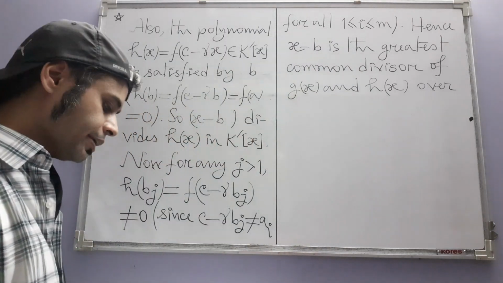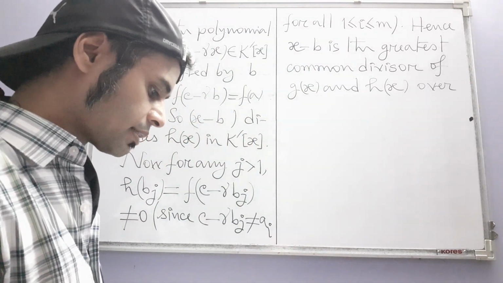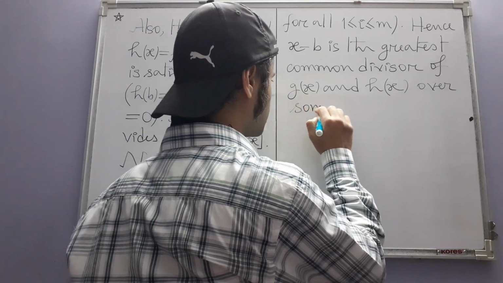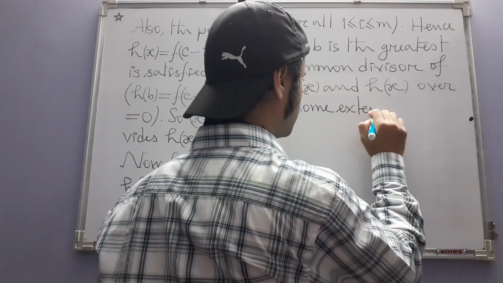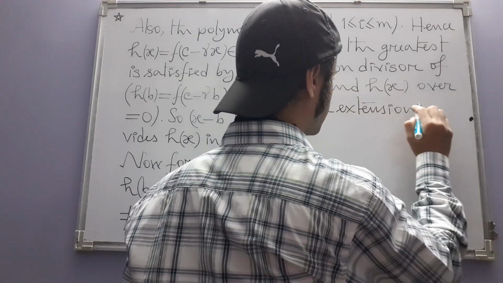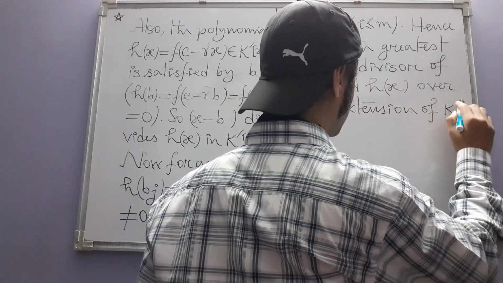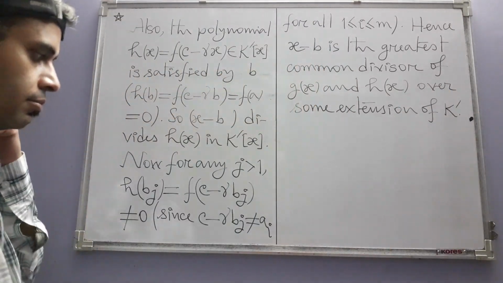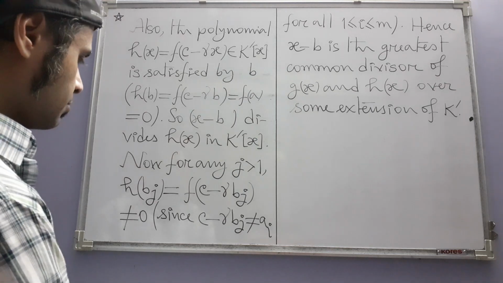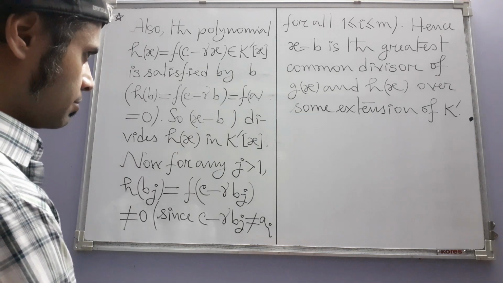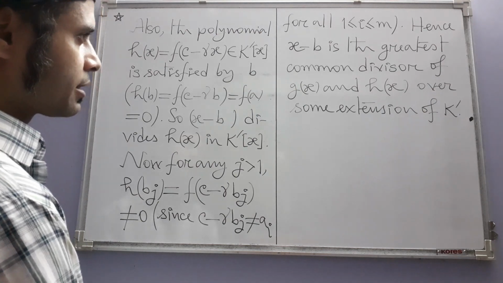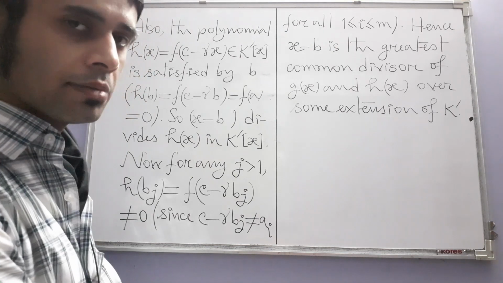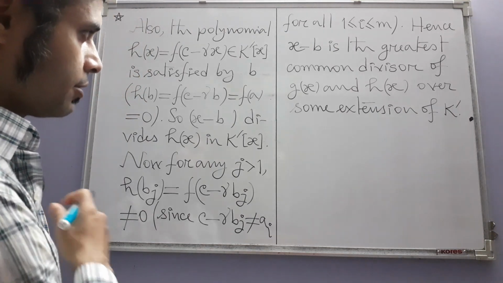Should I write like this? Should I use this language, over some extension of k prime? Okay, but why over some extension of k prime? Why not k prime itself? That question also comes, no? I am noticing that just now.